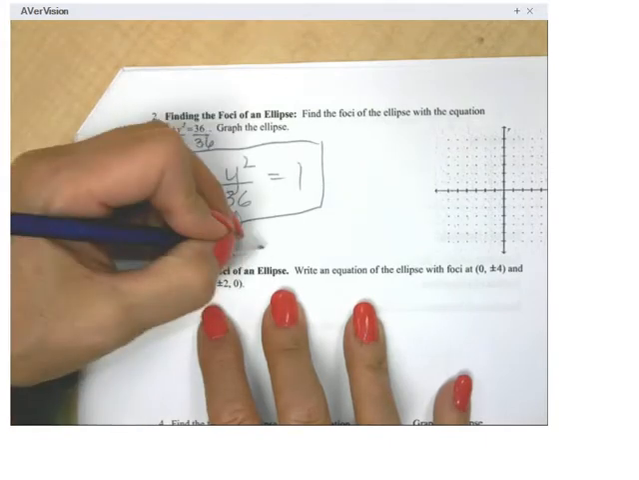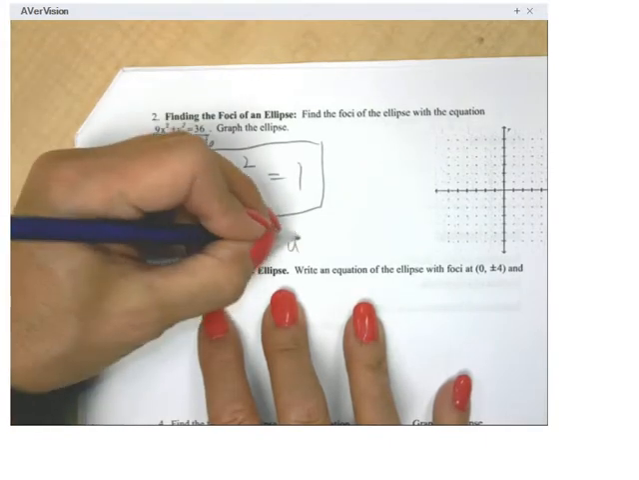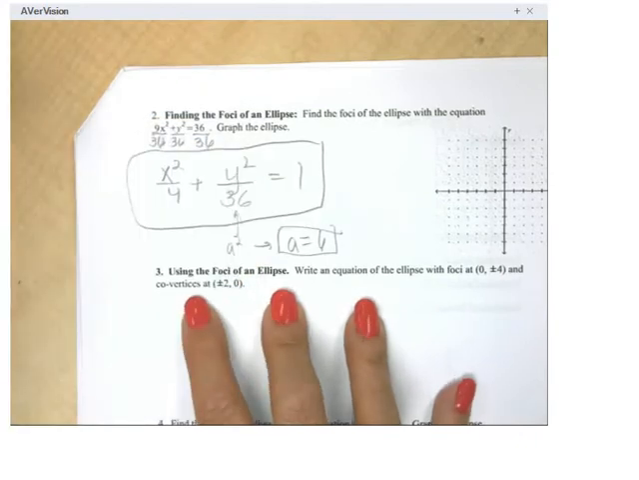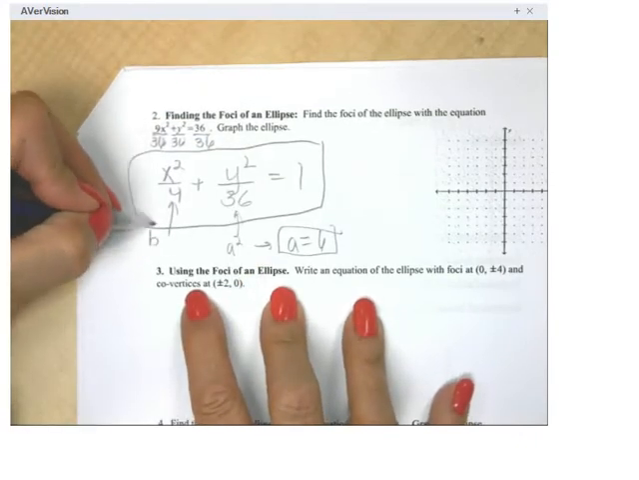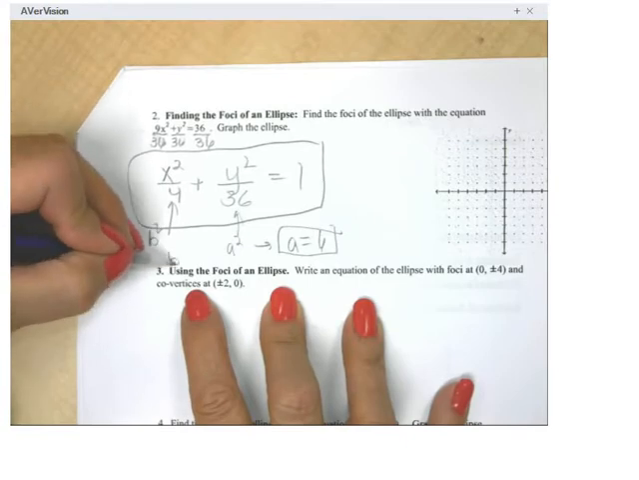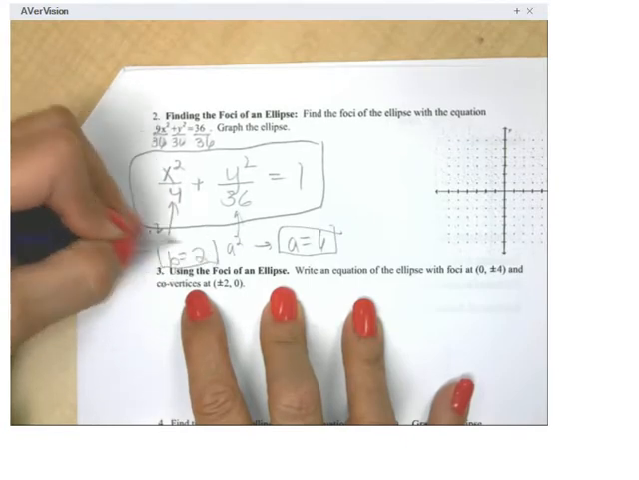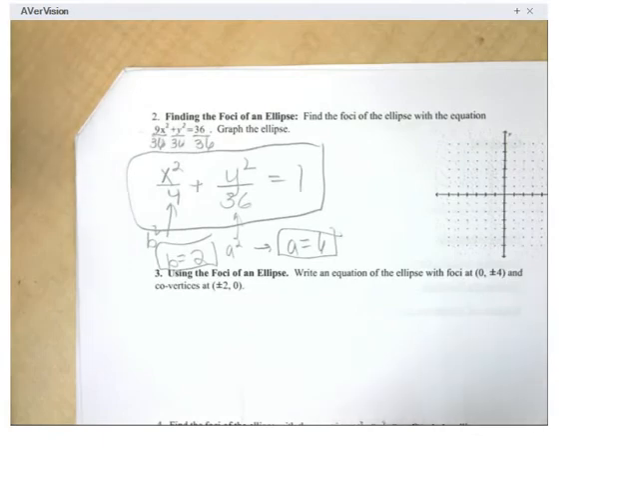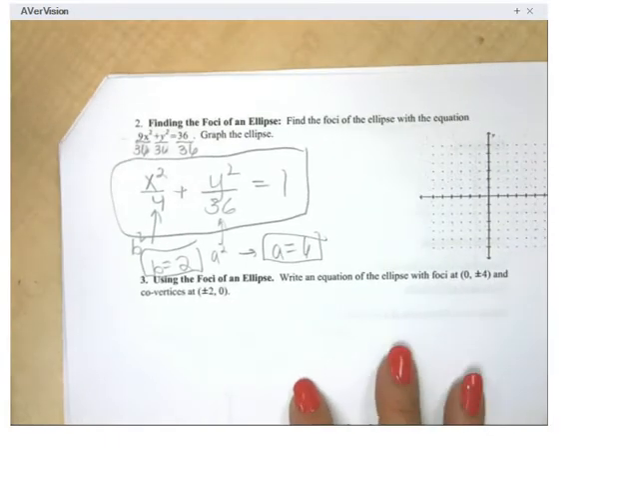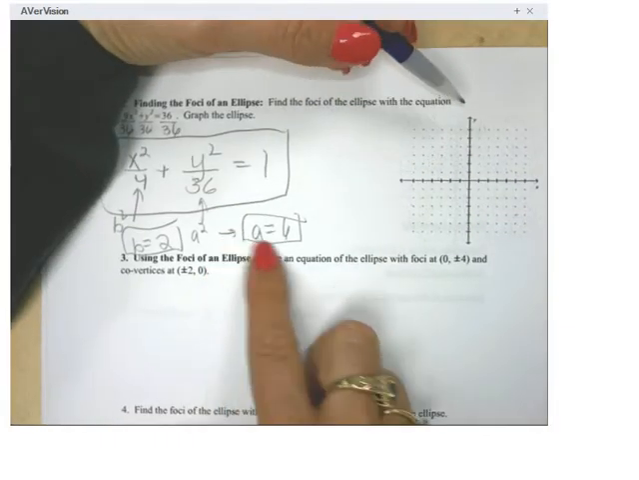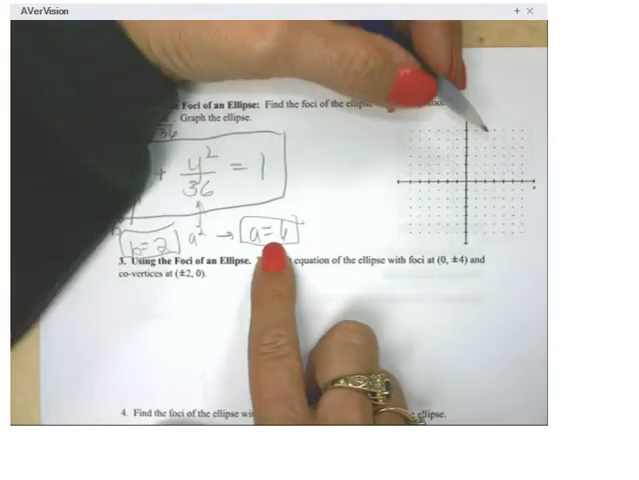Now this has got to be a squared because it's larger, and I know a is always bigger than b, which tells me that a is equal to 6. And I know that that has to be little b squared. Therefore, b must equal 2, which I'm going to graph right away. I'll find the foci in a second.